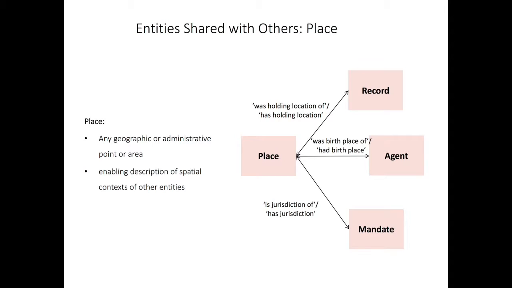Again, the diagram. So we have a place where some records were held in the past, a place where an agent was born, but the place perhaps where the area, the jurisdiction that a particular mandate covers currently.